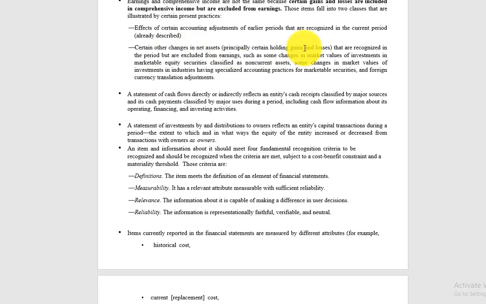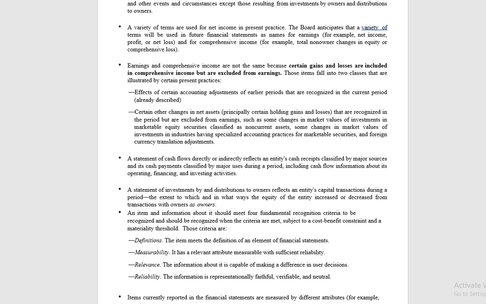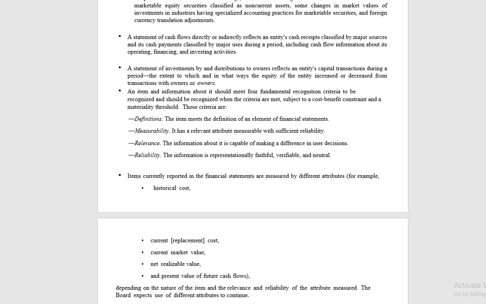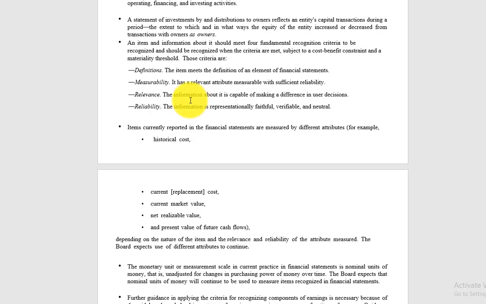So there's some difference between earnings and comprehensive income. We'll get better at that when we reach those statements. A little bit about the cash flow, investments. Now, some other definitions. Measurability. Can we measure something? How reliably can we measure the amount?